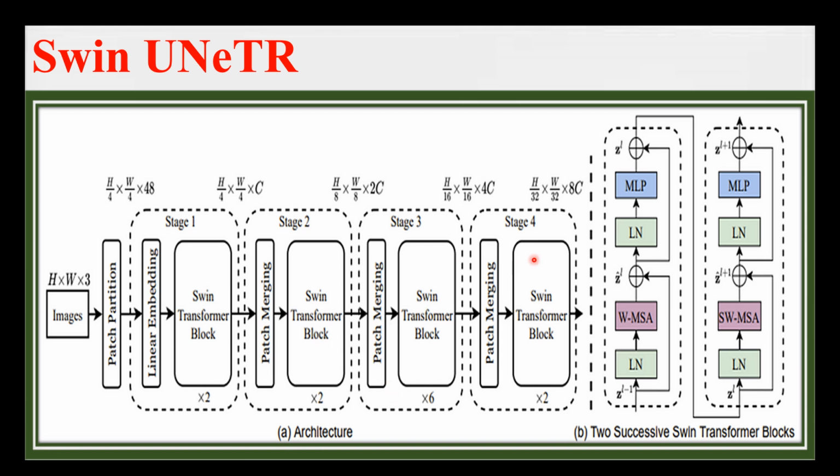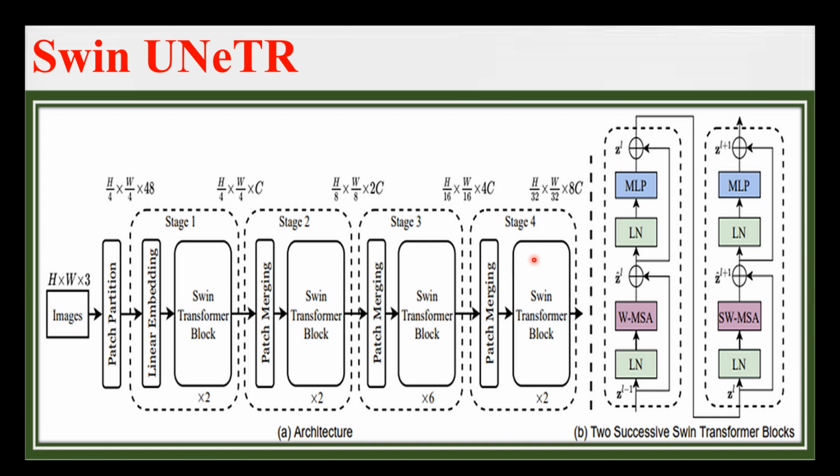Then we have the feature pyramid module. Now Swin UNETR employs a feature pyramid module that aggregates features from different layers of the backbone. And this allows the network to capture features at multiple scales, which is essential for accurate image segmentation. And then we have a UNet decoder. So Swin UNETR uses a UNet style decoder to reconstruct the spatial information and produce the final segmentation output.